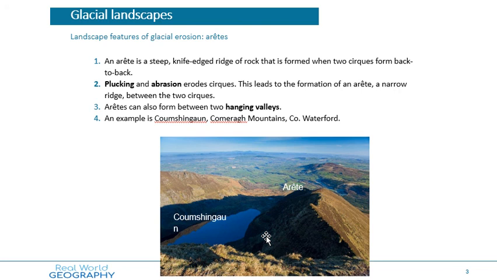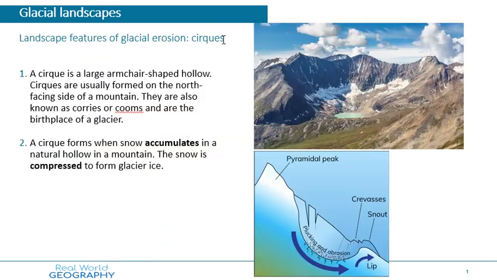An example of an arete is Cumshingon in the Comber Mountains in County Waterford. Here, this is our arete. What is an arete? An arete is your sharp knife edge ridge of rock that is formed when two cirques form back to back. Here's another picture of an arete up here. This little bit up here.